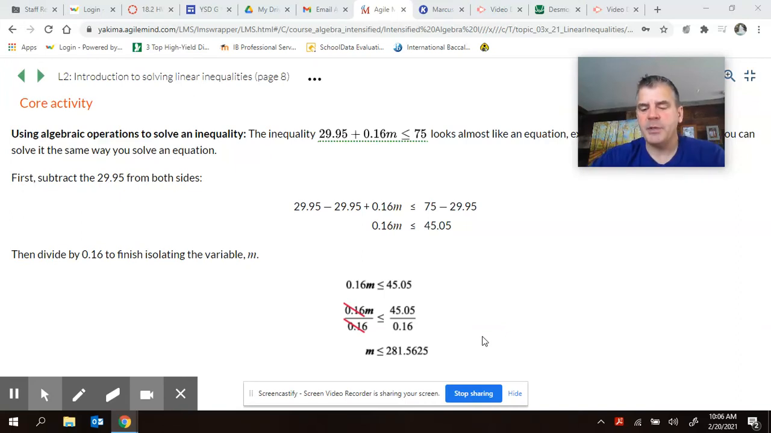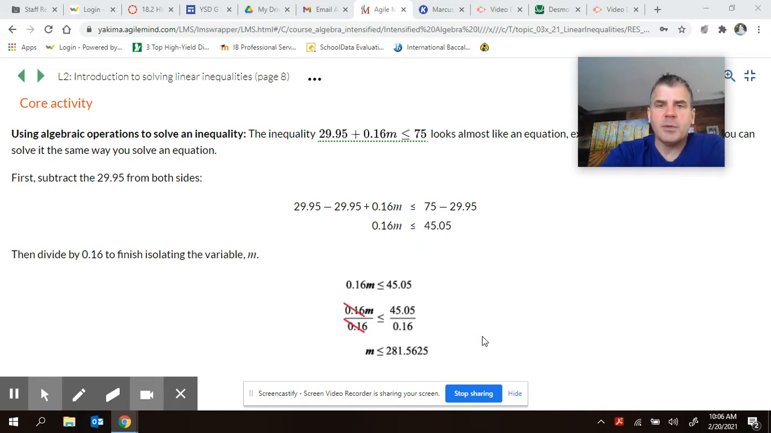All right, before we jump into the consolidation activity, I want to point out to you that pages 8 and 9 confirm some of the work we did earlier, at the very beginning of the core activity, in terms of solving this inequality. The step-through and the undoing is the same idea that you use when you solve any equation.